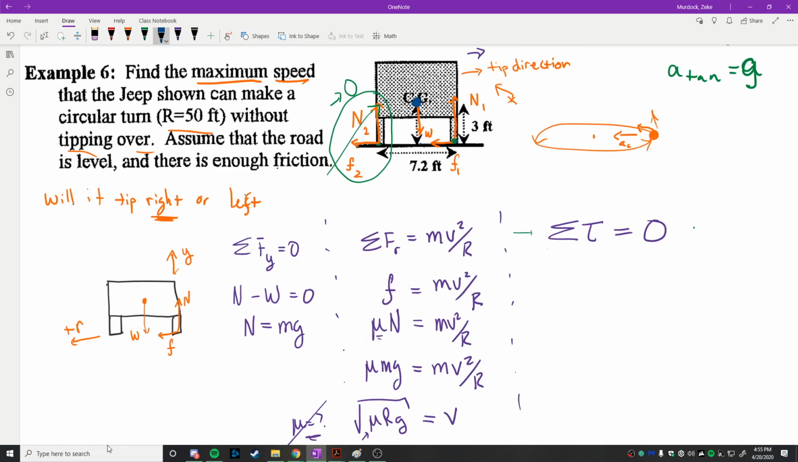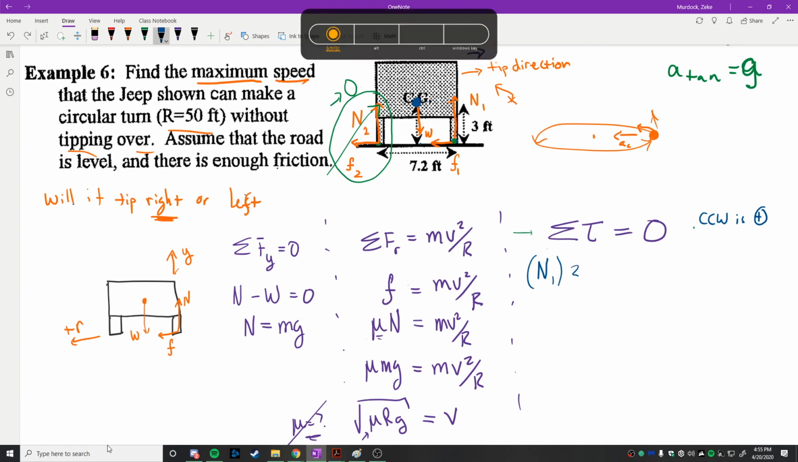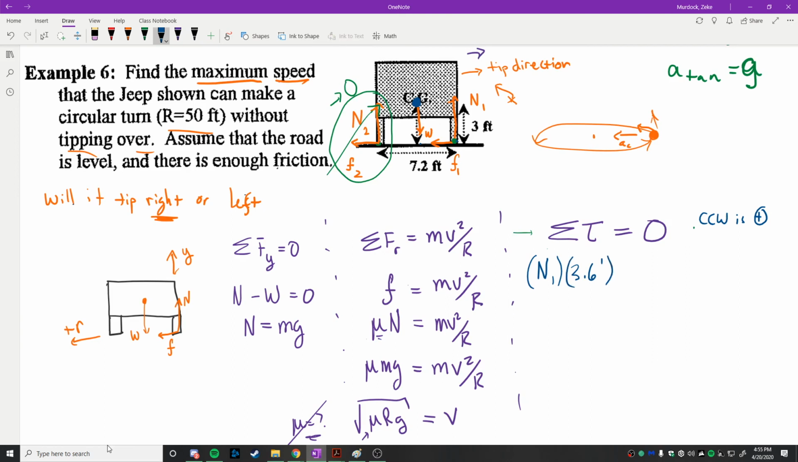That's fine. Then we can say, let's see, torque. We need to define, let's say CCW is positive. So we'll have the normal force. What's the lever arm for the normal force going to be? The lever arm is this distance here, so 3.6 feet. And then minus F1 multiplied by 3 feet.